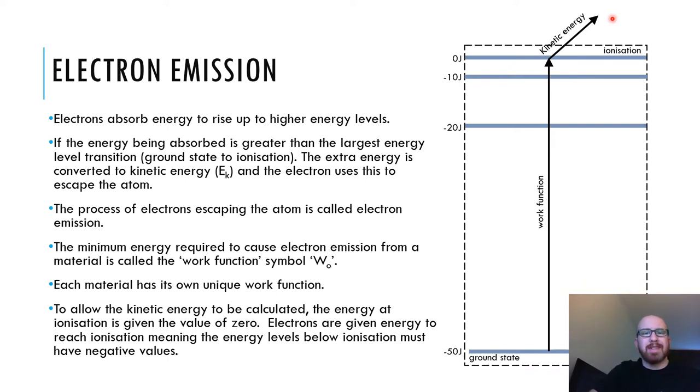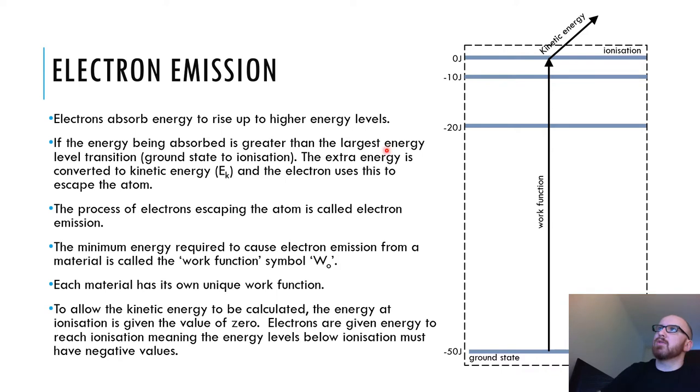The process of electrons escaping the atom is called electron emission, so electrons being emitted. The minimum energy required to cause electron emission from the material is called the work function. The work function is just the amount of energy to go from ground state to ionization. So that is a standard for every single atom. It has a work function, and that's the energy from ground state to ionization. Anything on top of that would be turned into EK, kinetic energy. We give this work function the symbol W0. Each material has its own unique work function, and that helps classify the material.